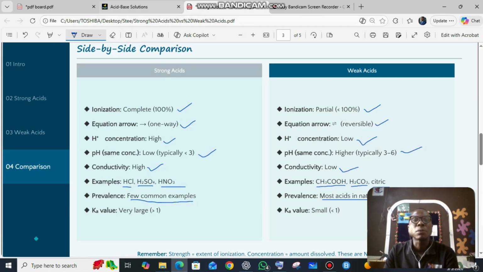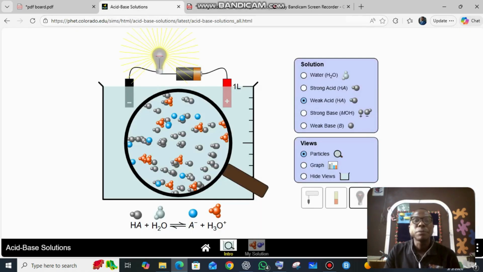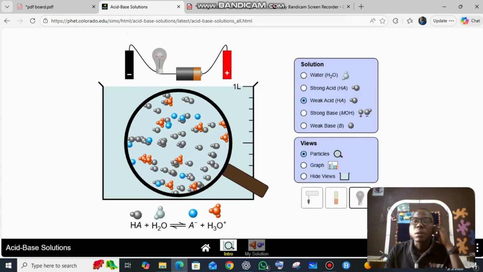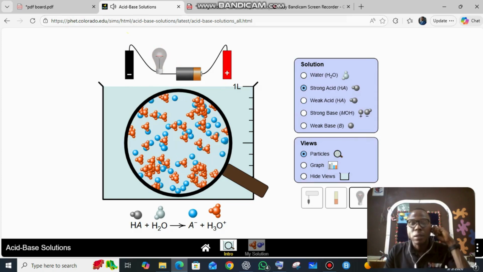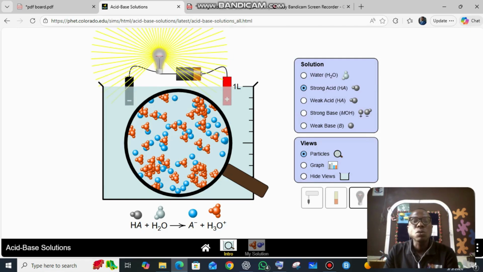So look at my screen here. As you can see on the screen, this is a strong acid. Now let's see how it will conduct. Let's compare the conductivity of the strong acid to that of the weak acid. If I insert my electrode into the strong acid, you see what happens. Immediately the bulb glows very brightly because it ionizes completely and is a better conductor of electricity.